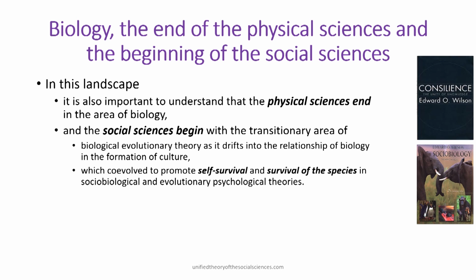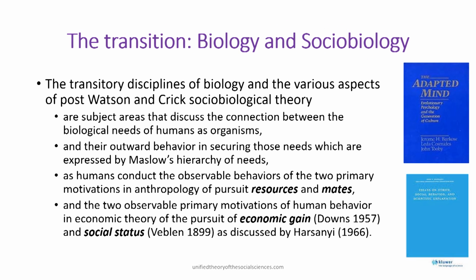In this landscape, it is important to understand that the physical sciences end in the area of biology and the social sciences begin with the transitory area of biological evolutionary theory as it drifts to the relationship of biology and formation of culture, which co-evolved to promote self-survival and survival of the species in sociobiological and evolutionary psychological theories. The transitory disciplines of biology and the various aspects of post-Watson and Crick sociobiological theory are the subject areas that discuss the connection between biological needs of humans as organisms and their outward behavior in securing those needs, which are expressed by Maslow's hierarchy of needs.